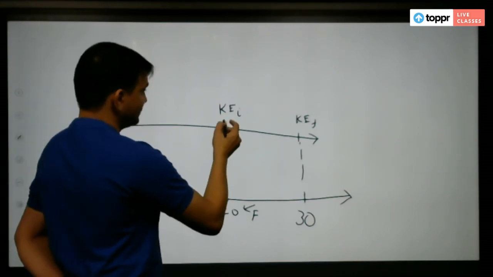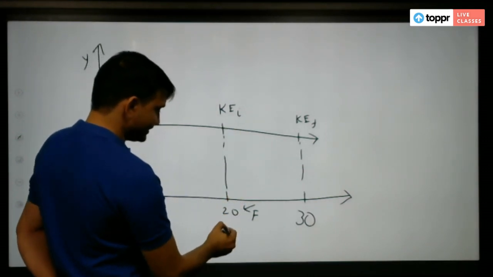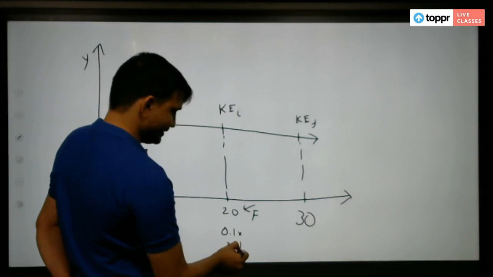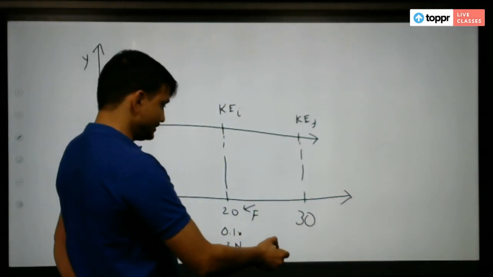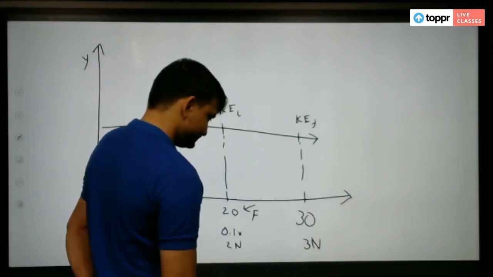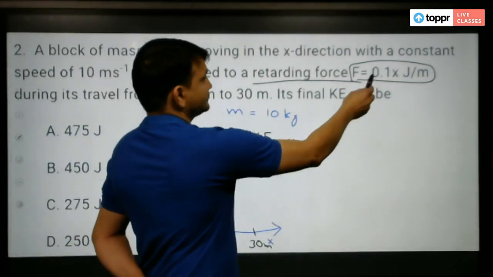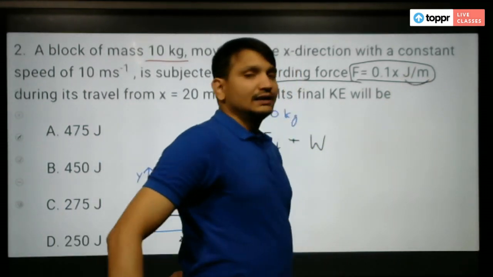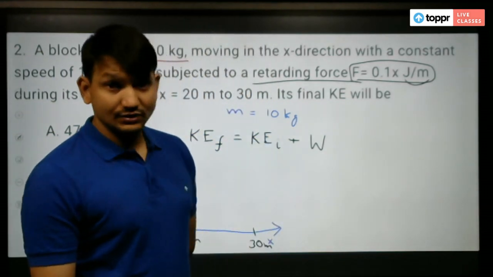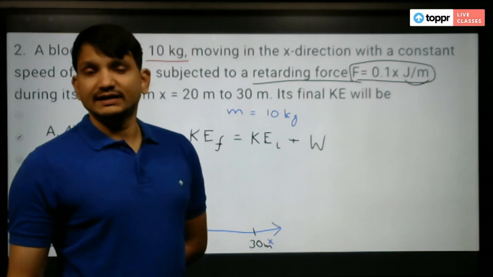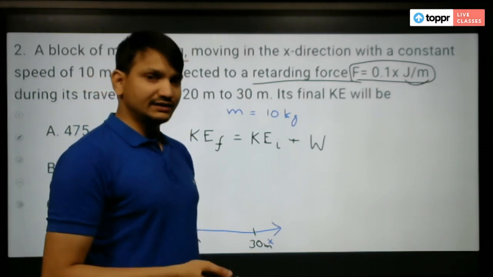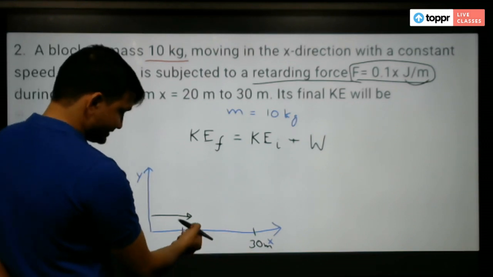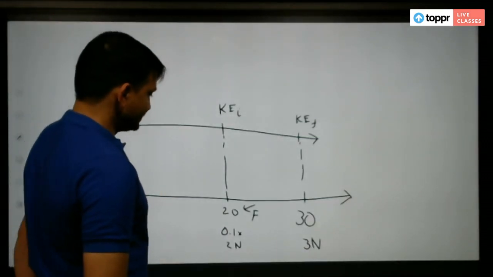So what would be the quantity of force here? 0.1x, that means 2 Newton. And what would be the force here? 0.1x again, that would be 3 Newton. Let's check back our question. It's 0.1x joule per meter, and to avoid confusion, joule per meter is nothing but Newton, because joule is defined as Newton meter. The SI unit of energy, joule, is Newton meter, so Newton is nothing but joule per meter. Using that, and we know that the force is being exerted from 20 meter to 30 meter, let's go on and solve it.